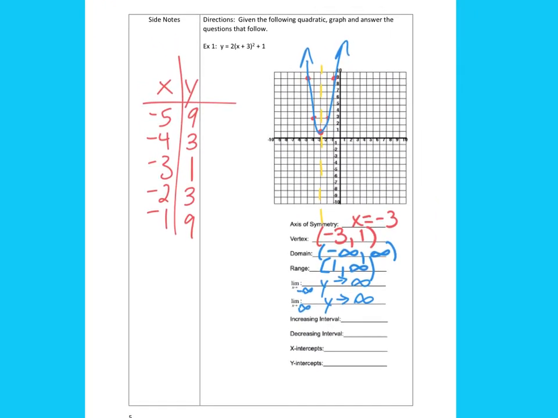Increasing and decreasing interval. Which one comes first? The decreasing, right? Because we're going down first. And what's that interval going to be?